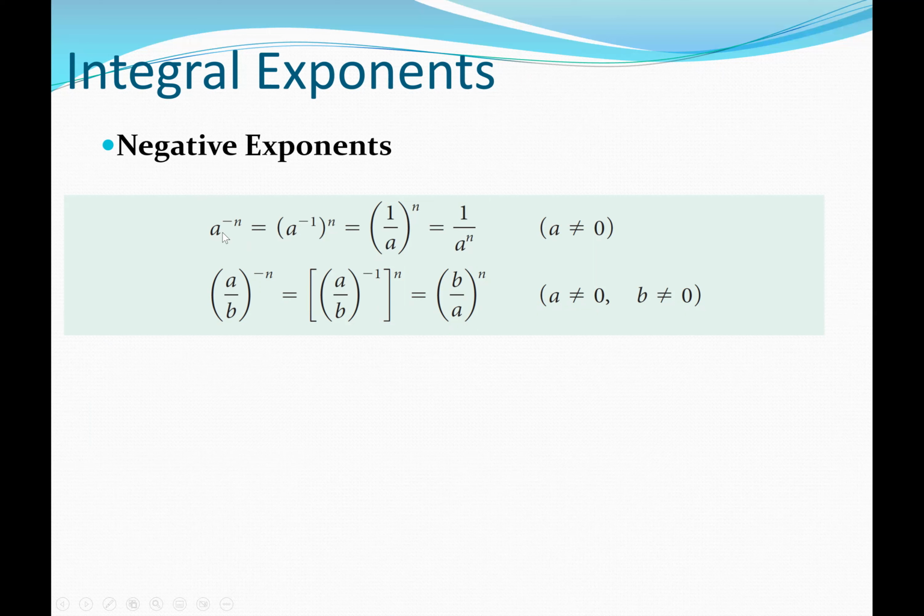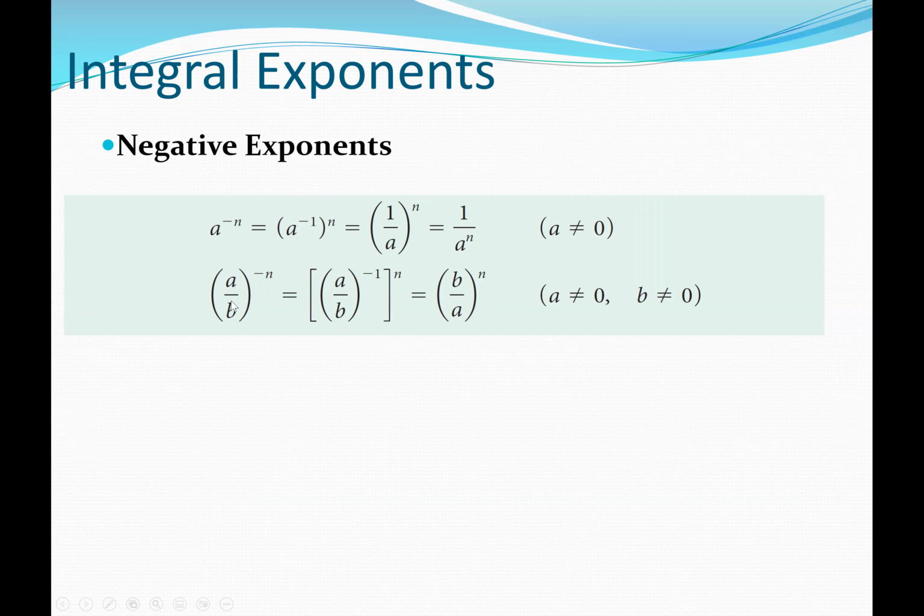So again, a to the power negative n. To change the negative exponent to positive, we find the reciprocal of the expression here. So it will be 1 over a to the power n.